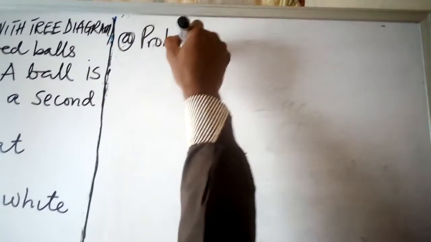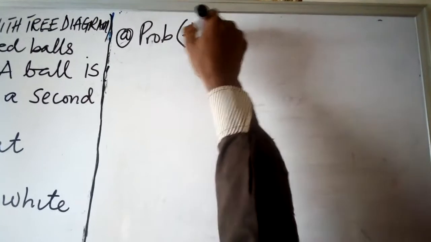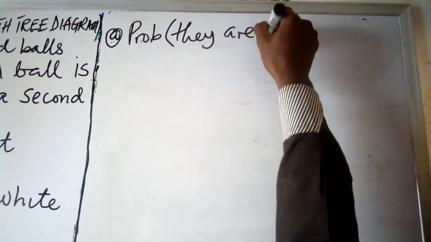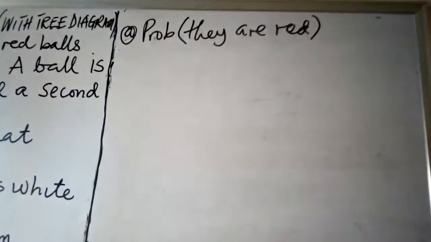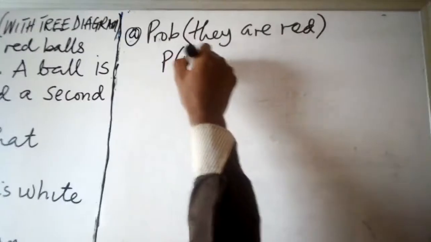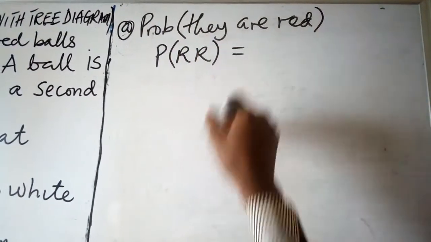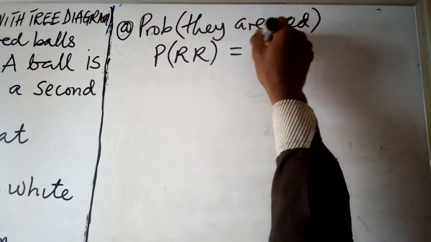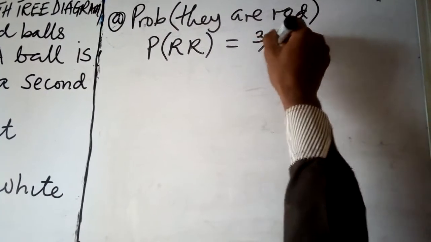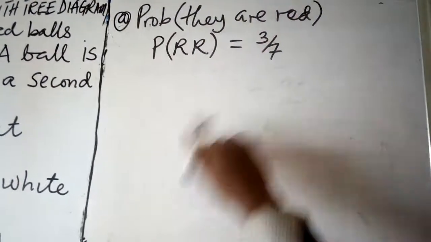Let's solve the first one, the probability that they are both red. The 2 are red. So that means the first one, look here, you have red and red. The probability of red is 3/7. You pick the first one, replace, and pick the second one. So 3/7 times 3/7 is 9/49.